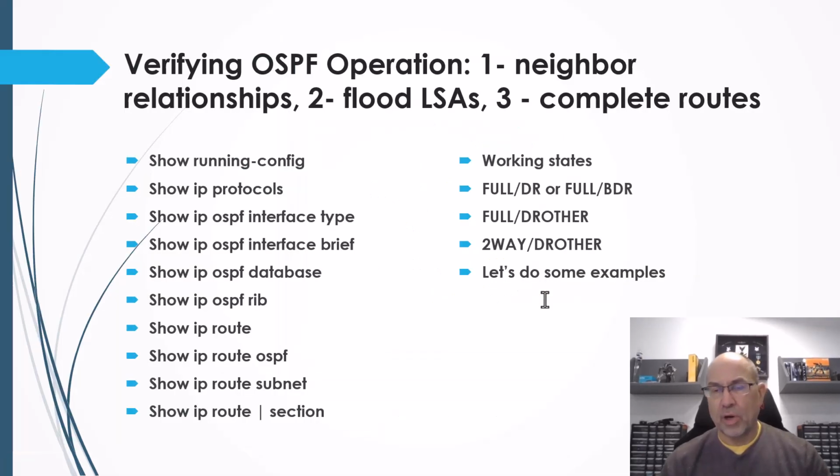Now the states, of course, are really going through those phases of those states. We go from two-way, we get a link state database, and then we get to full, which we saw when we were loading. And then, of course, you could have a role that's a designated router, you could be a backup designated router, or you could be neither. You could be a DR other or a DROther.